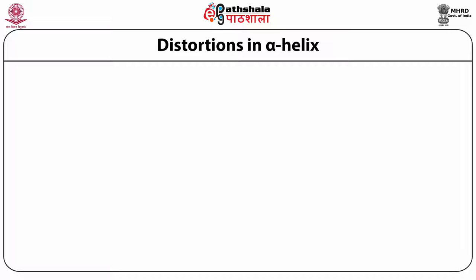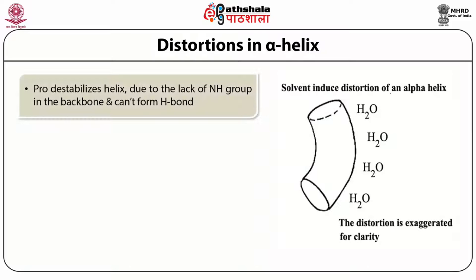Suppose a proline residue comes in the middle of the alpha helix. Because proline doesn't have an NH group, it cannot form a backbone hydrogen bond. It will cause a distortion. Similarly, if glycine comes in the middle of an alpha helix, because glycine doesn't have any side chain and is very flexible, it can also distort the alpha helical conformation.